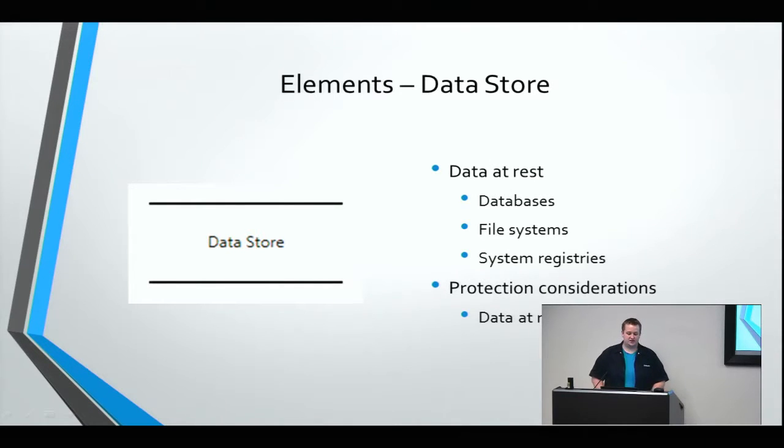Data stores are represented by these two parallel lines. They can be databases, file systems, system registries, pretty much anywhere that data comes to rest. It shows the context of the data. You have to learn that data at rest is easier to capture because it's there, so you have to tailor your protections around that.